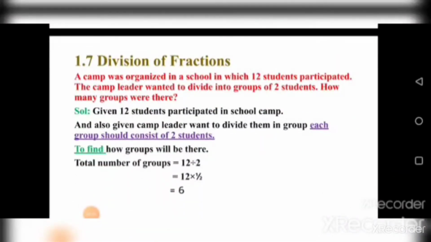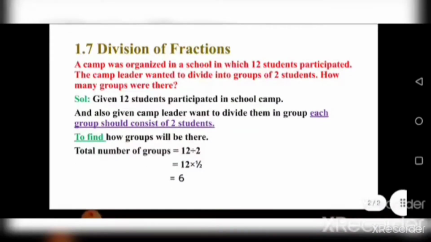So now we are going to see a word problem related to the division of fractions. I think all of you will be having your textbook with you. Turn to page number 15. You can see 1.7, division of fractions, at the bottom. I'll read out the question for you.